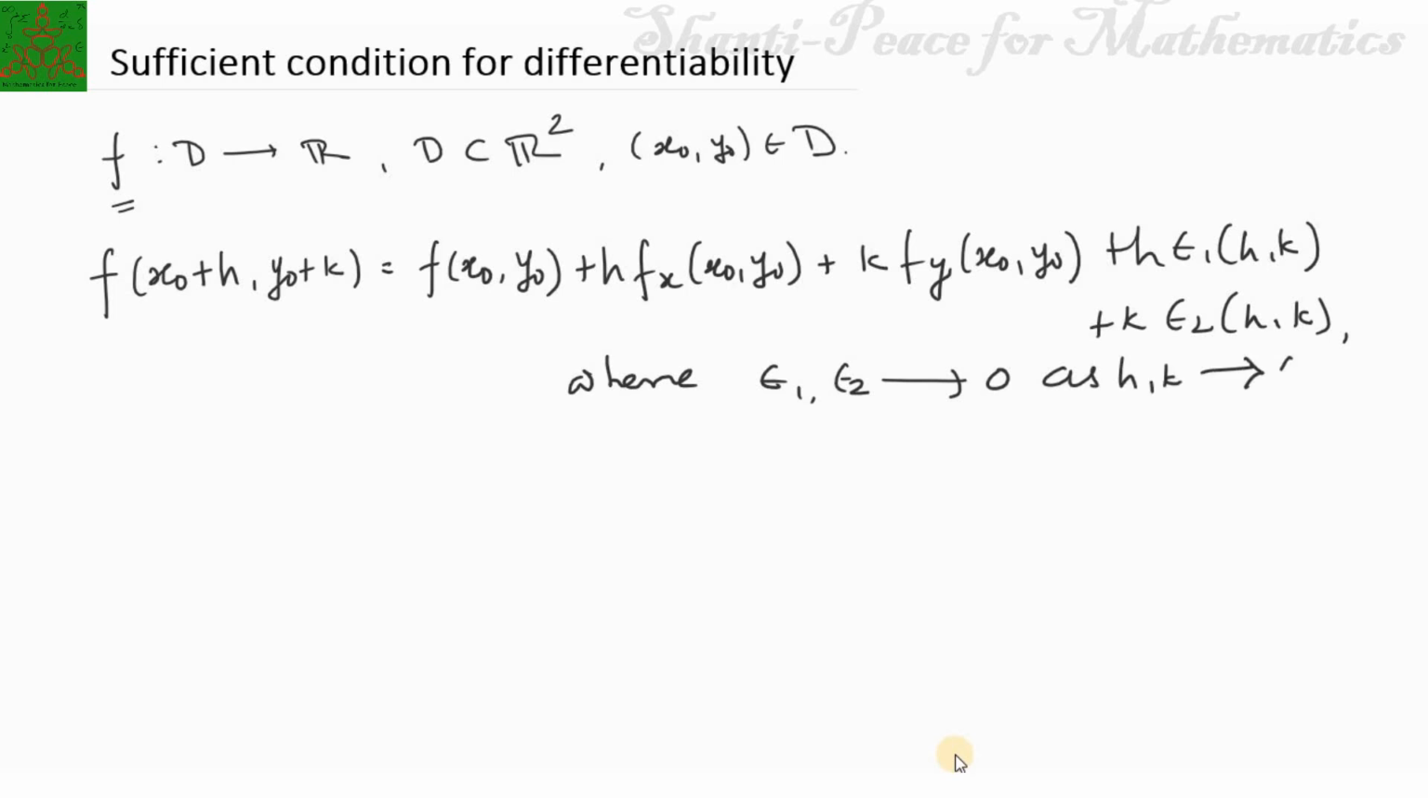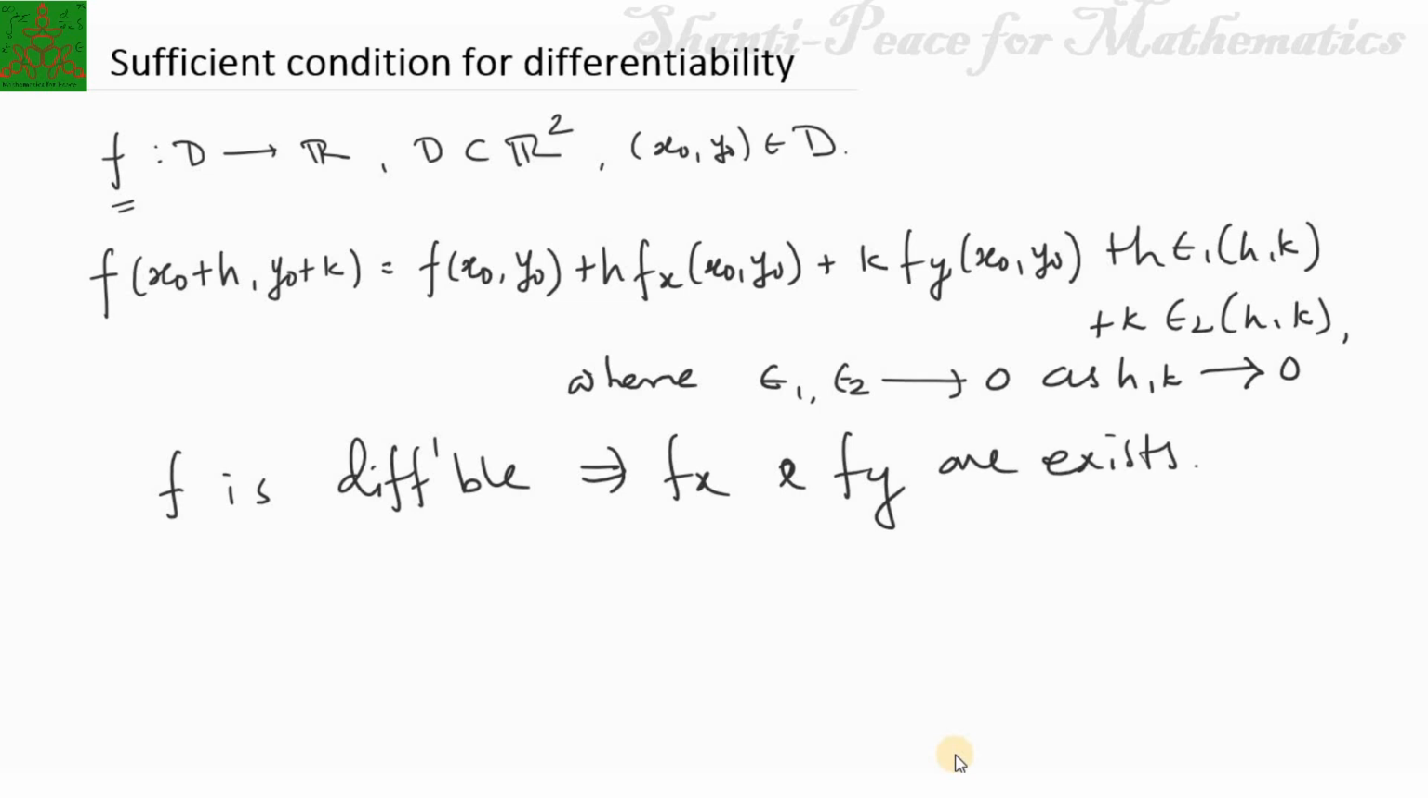Also, we have seen that if f is differentiable, this guarantees that fx and fy exist. That means if a function is differentiable, then the partial derivatives always exist. But we have seen that the converse of this result is not true. That means if fx and fy exist, it does not imply that f is differentiable. That also we have seen by an example.